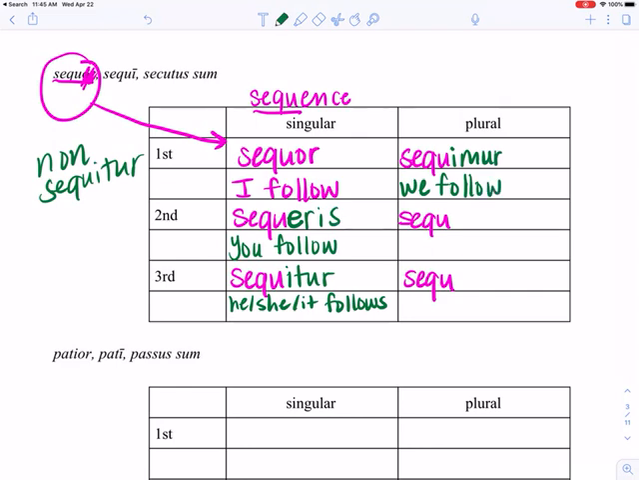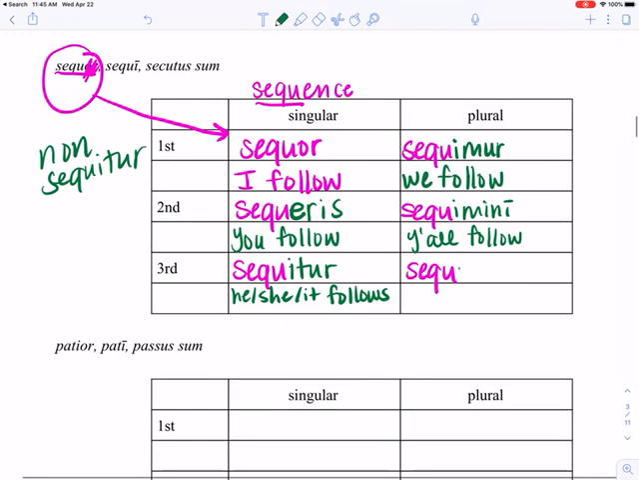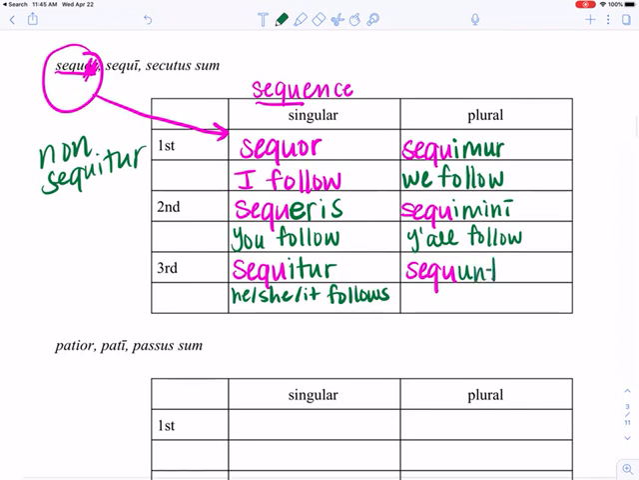On second plural, we add the I and then mini. So this is y'all follow. And then third plural, we're going to add the U. So yes, we're going to have two U's, and then we're going to add ntur. Okay, and so this is they follow.